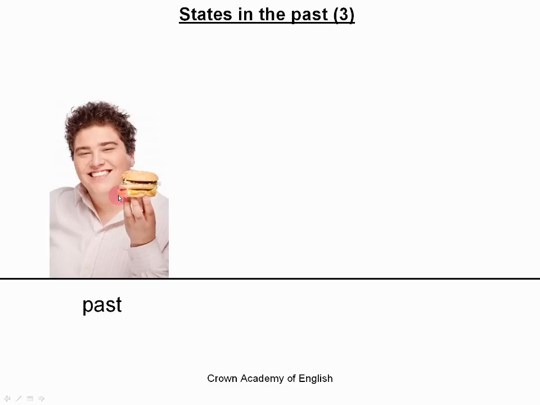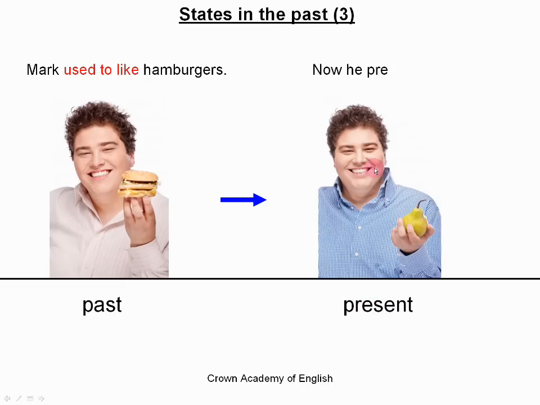Here is Mark, somebody else called Mark, in the past again. And Mark used to like hamburgers. But in the present, now he prefers fruit. So he has changed. He has evolved. Okay? The state has changed. He used to like hamburgers. In the present, he no longer likes hamburgers. He prefers fruit. Used to like.